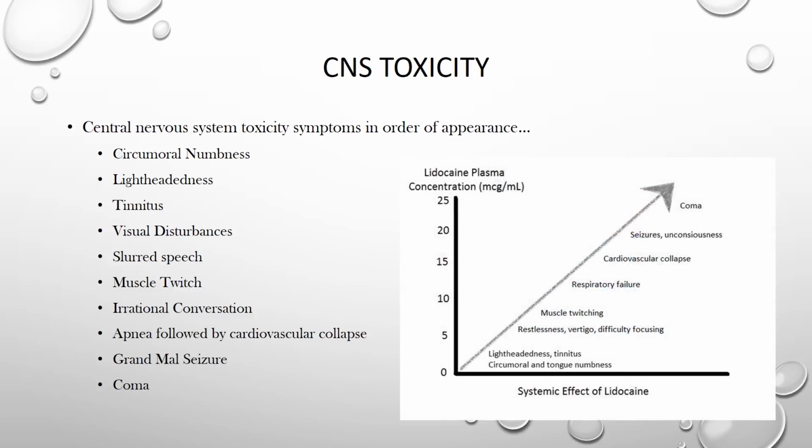Symptoms of CNS toxicity include circumoral numbness, which is typically an early symptom, lightheadedness, tinnitus, visual disturbances, slurred speech, muscle twitching, irrational speech, apnea, which is followed by cardiovascular depression, grand mal seizures, which should be treated with Versed and Valium, and finally, coma. It is important to monitor your patient closely and notice these symptoms early on.